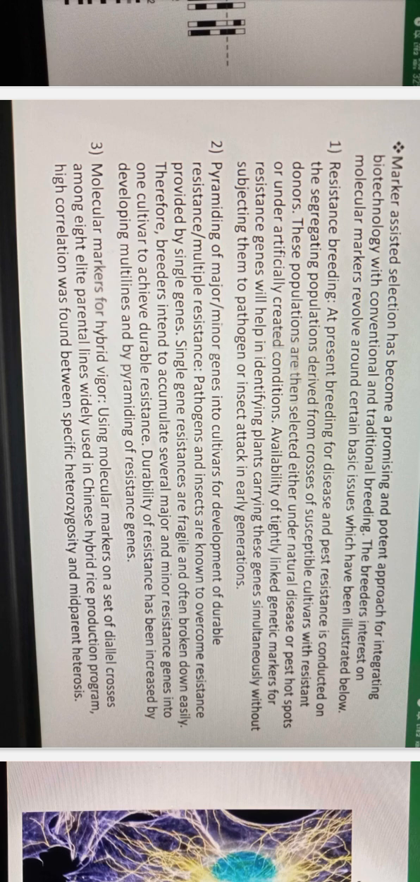Molecular markers for hybrid vigor: using molecular markers on a set of diallel crosses among 8 allied parental lines, widely used in the Chinese hybrid rice production program, high correlation was found between specific heterozygosity and mid-parent heterosis.